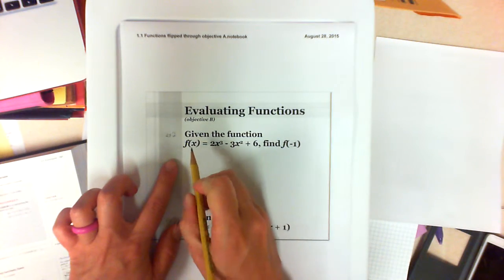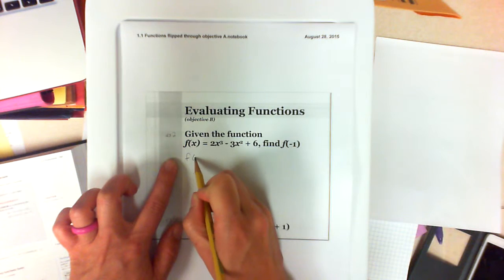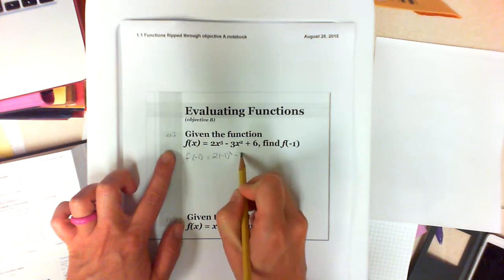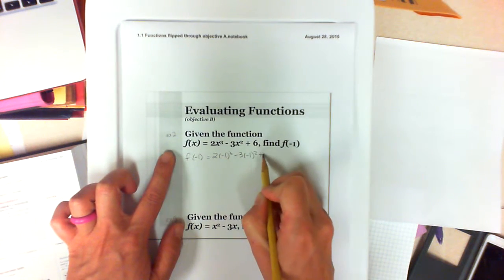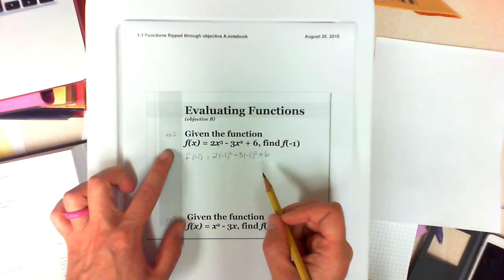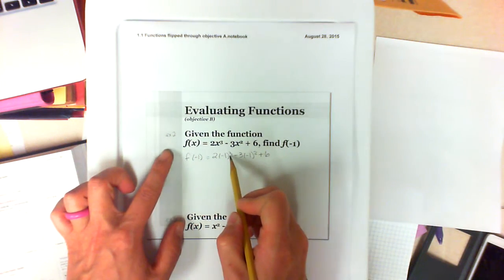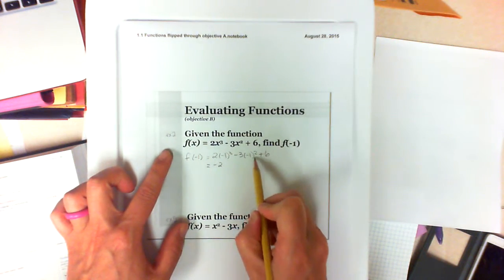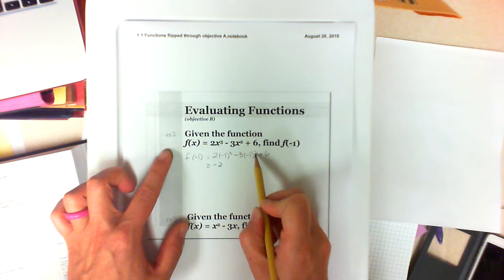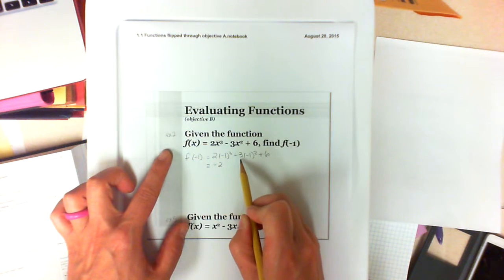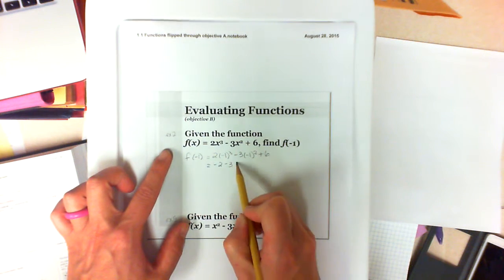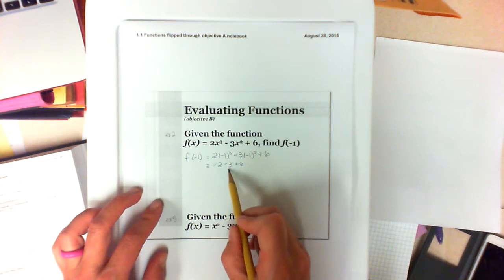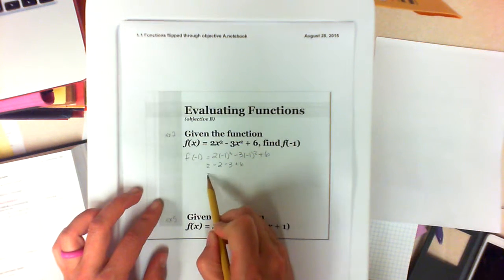So my notation is going to be f of negative 1. That's equivalent to 2 times negative 1 cubed minus 3 times negative 1 squared plus 6. Just remember when you're doing this to follow your order of operations. So I would do negative 1 cubed, which is negative 1, times 2, so that's negative 2. Then here I would do my exponent again. Negative 1 squared is positive 1, times negative 3 is negative 3. And I have 6 left over. Now, following the order of operations, it can just go straight across from left to right. Negative 2 minus 3 is negative 5, plus 6 is 1.